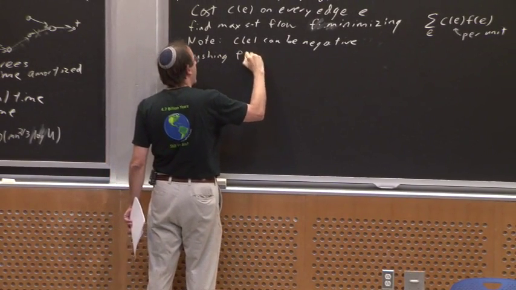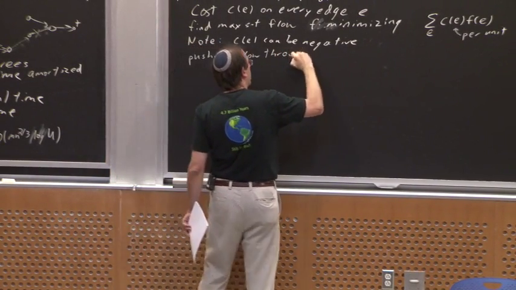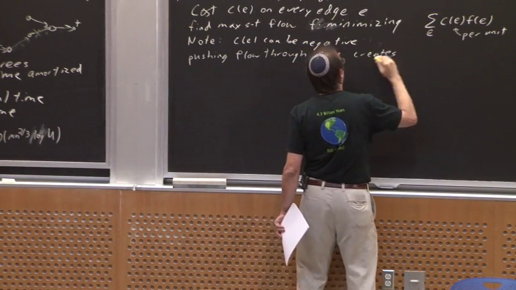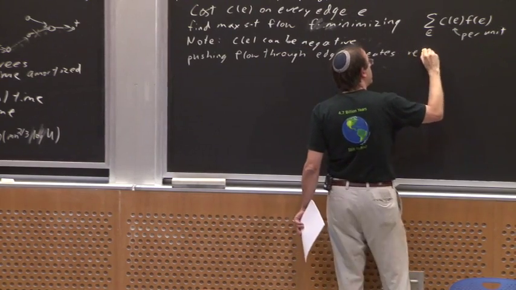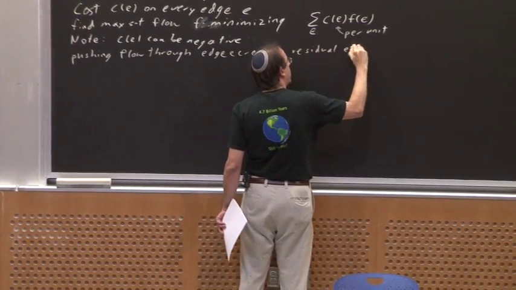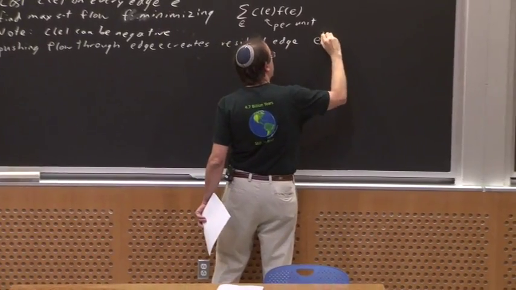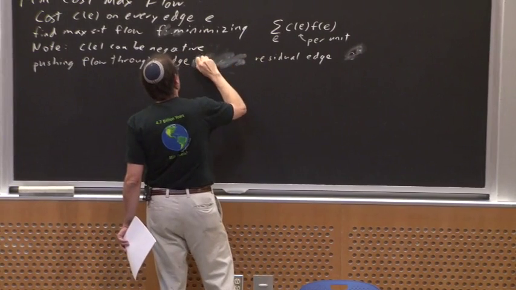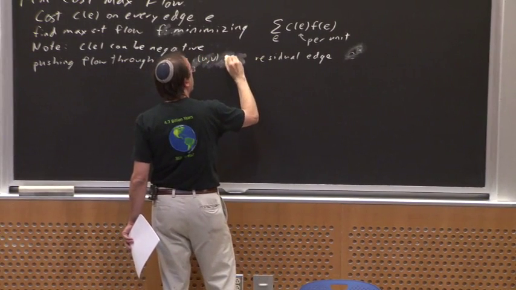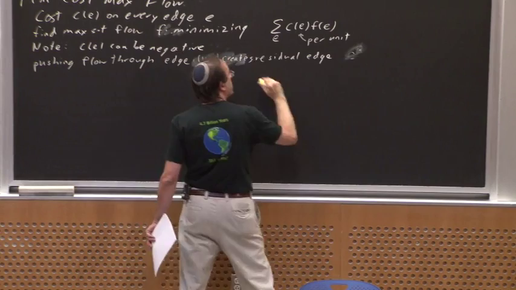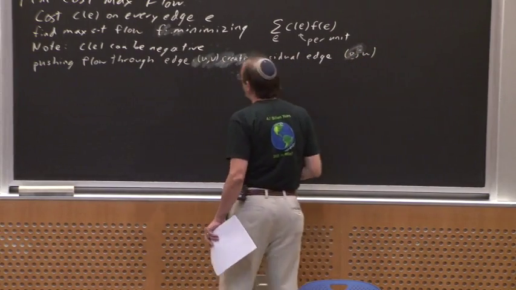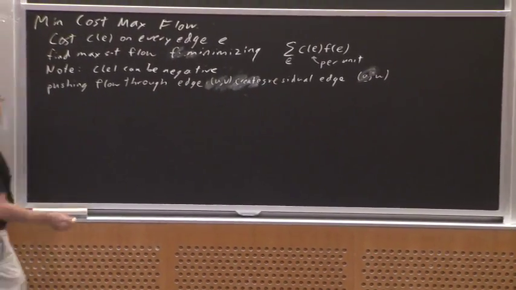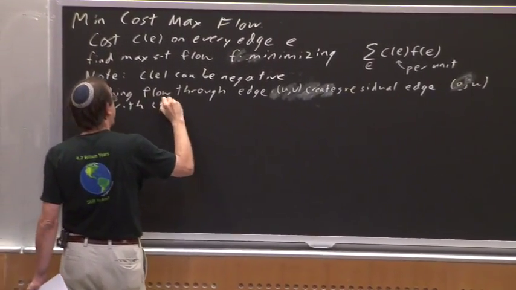Pushing flow through an edge, since we're talking about max flow, creates a residual edge, right? Let's just call this edge UV, and this creates a residual edge from V to U. Right? That's because we're talking about flow. But what should its cost be?